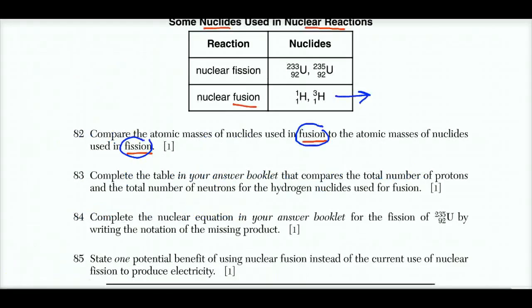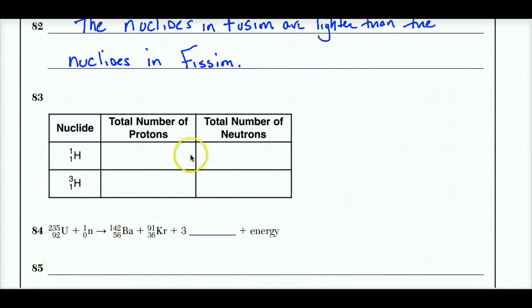Number 83. Complete the table in number 83. Complete the table in your answer booklet that compares the total number of protons and the total number of neutrons for the hydrogen nuclides used for fission. So let's go there. All right, well, I know that in hydrogen-1, the top number is the mass number. Bottom number is the atomic number. Now, how do I know that? The periodic table tells me that.